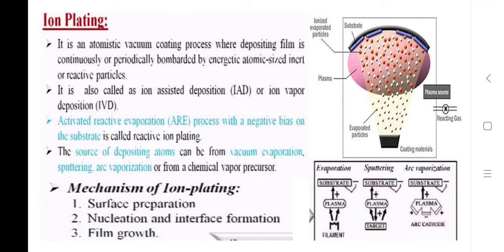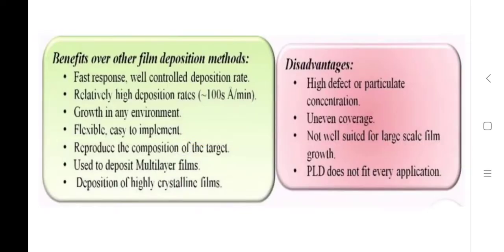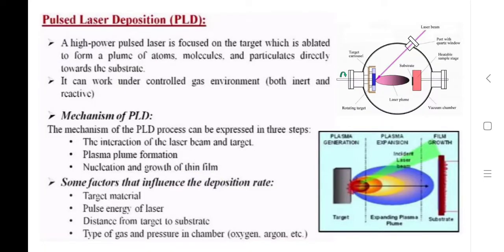Like plasma-based ion plating, the bombarding species are generally isolated ions from a plasma, and in vacuum-based ion plating the bombarding species are isolated ions from an ion source in a vacuum. Okay, let us discuss the last one, that is pulsed laser deposition, or the PLD process.